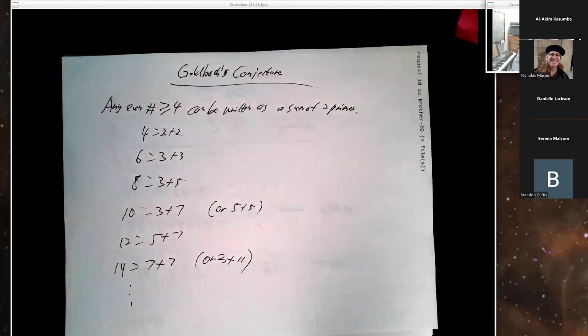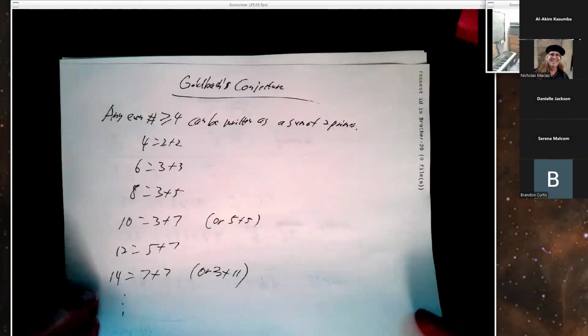And we don't know if that's true or not. It's something Goldbach noticed and claimed would probably always be true. He didn't have a proof. We don't have a proof. So it's an open question. So lots of open questions in number theory, especially around prime numbers and things related to prime numbers.